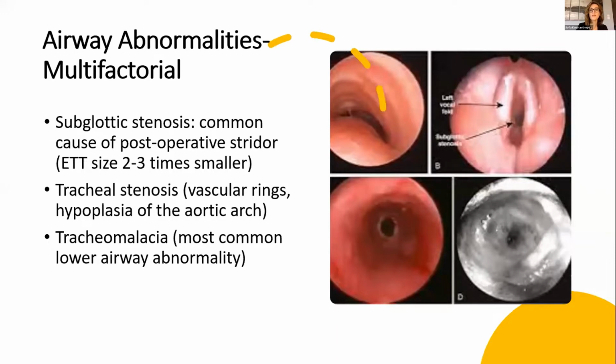And so the bottom line here is that in individuals with Down syndrome and airway anomalies, which are multifactorial in nature and may need a surgical intervention, we need to be referring these patients to dedicated centers who have expertise in performing complex airway surgeries, as there's a higher risk of failure.